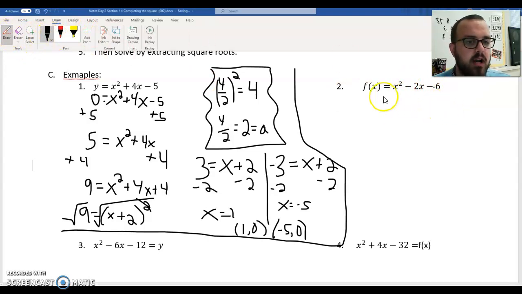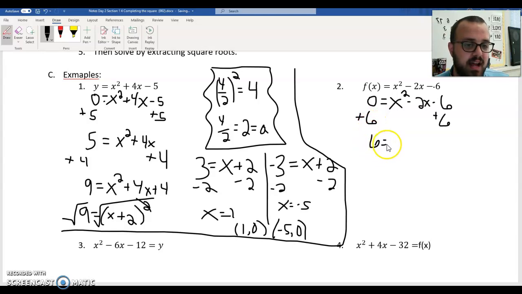Okay, so we're going to do the same process. The first thing we're going to do is set this equal to 0. So 0 equals x squared minus 2x minus 6. Then we're going to move that constant term over to the other side. So we're going to say, hey, get out of our house. We don't like you. We want you to go over here so we can solve. So we're going to get 6 equals x squared minus 2x.